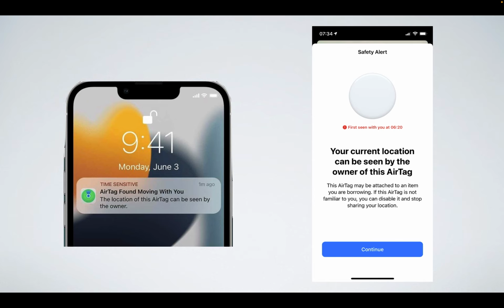And then if you click on it, you get a longer message, safety alert, first seen with you at some time, 6:20 a.m. Your current location can be seen by the owner of this AirTag. This AirTag may be attached to an item you're borrowing. If this AirTag is not familiar to you, you can disable it and stop sharing your location. So you're actually able to also disable it as well.